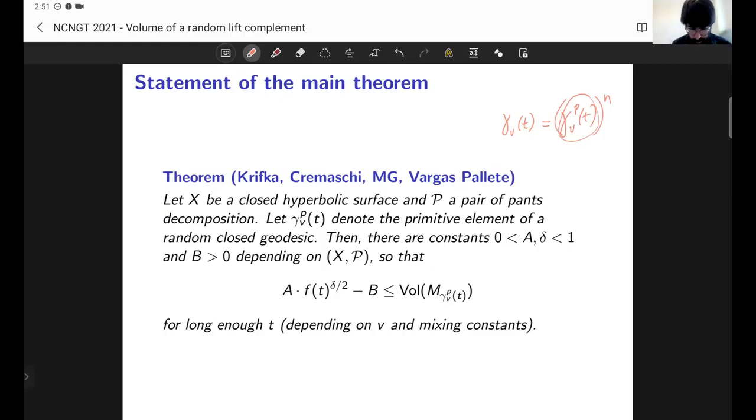So what we can show is that there are constants a and delta between 0 and 1, and b positive, that depend on the hyperbolic structure X and the pair of pants decomposition that we picked, so that we can obtain a sublinear lower bound that depends on this function f of t, which is the same function I gave you before, t over the Lambert function of t. There's a slight difference, though. Notice that we have to raise that sublinear function f of t to the power delta over 2, where delta is between 0 and 1. In fact, by choosing the pair of pants decomposition wisely, we can always make delta as close to 1 as we want. So we can always make this exponent as close to 1/2 as we want.